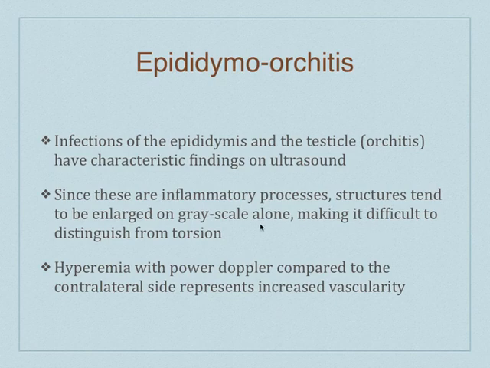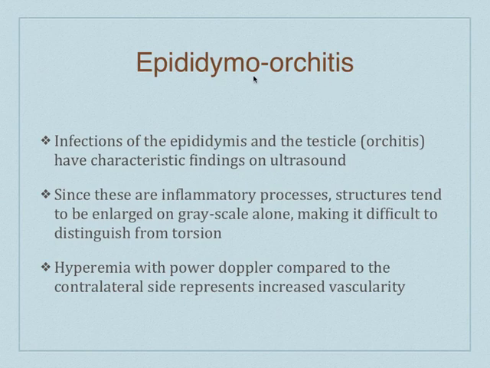And because these are inflammatory processes, structures tend to be enlarged and hyperechoic on the grayscale alone, which can sometimes be difficult to differentiate from torsion, or twisting of the structure on its own blood supply. Later in the year, we're going to talk a lot more about torsion, but for now, we're focused on the infection or hyperemia.